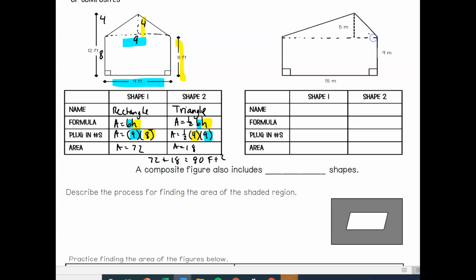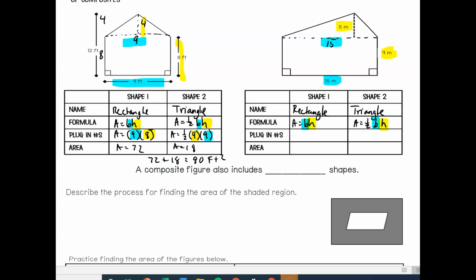So if you take a look at this shape over here to the right, again, you're just going to want to try and draw that line right across. And now hopefully you should see, okay, I got a rectangle, it's 15 by 9. I've got a triangle with a height of 5, and then if this is 15 down here, then its base up top is also 15. So blue is our bases and yellow are our heights.